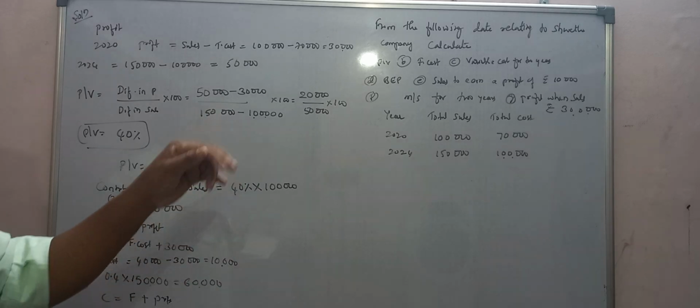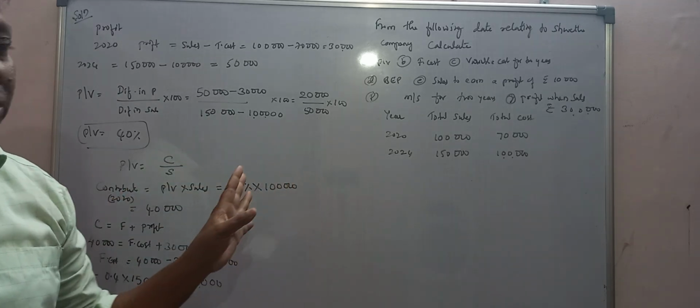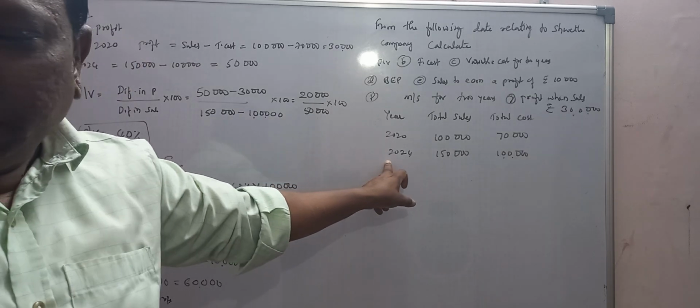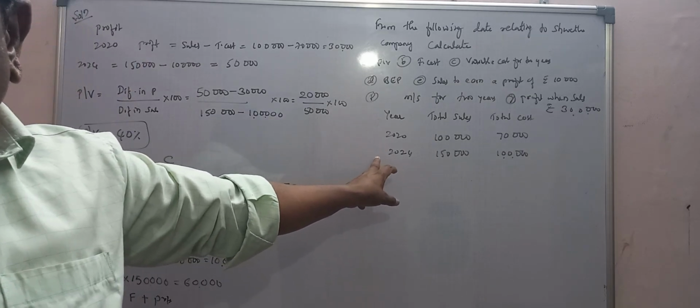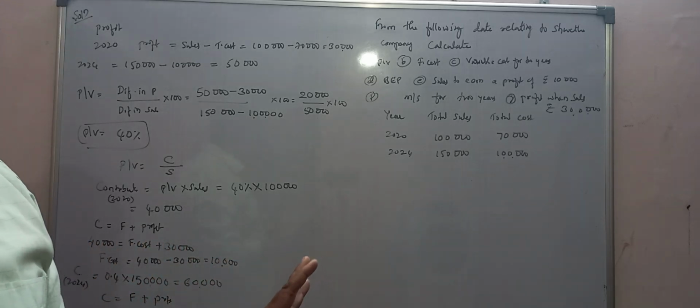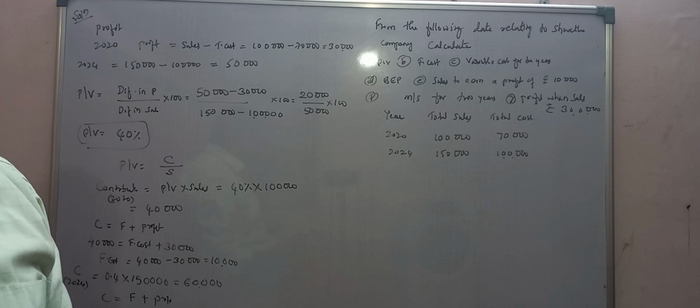Now we got fixed cost, right? Variable cost for 2 years. We have to calculate 2020 variable cost as well as 2024 variable cost. To calculate the variable cost, we have the marginal cost formula.